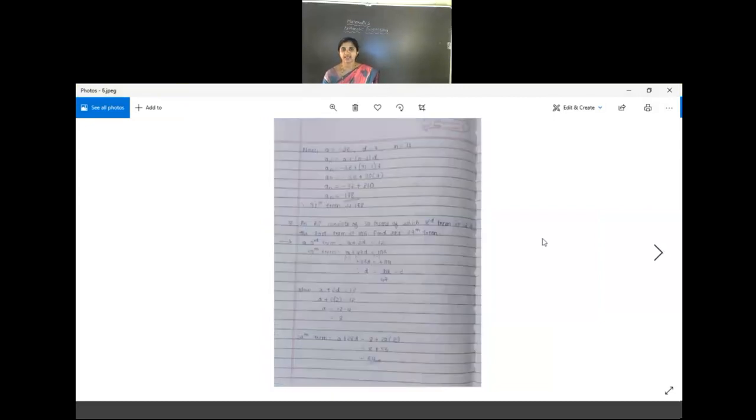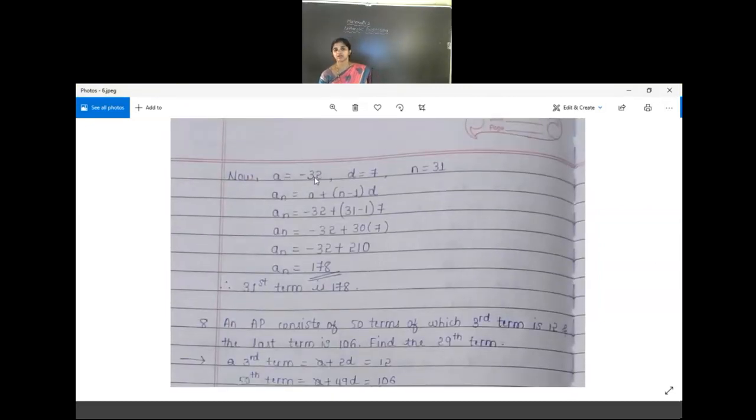Okay, here you just see A we got minus 32, then D we got 7, then n is 31 because A31 we have to work out. That's why we have to choose n is equal to 31. So An is equal to A plus n minus 1 into D, or you can use A31 is equal to A plus 30D also. So An is equal to minus 32, n is 31, then minus 1 into D is 7. An is equal to minus 32 plus 30 into 7, then minus 32 plus 210. An is equal to 178.